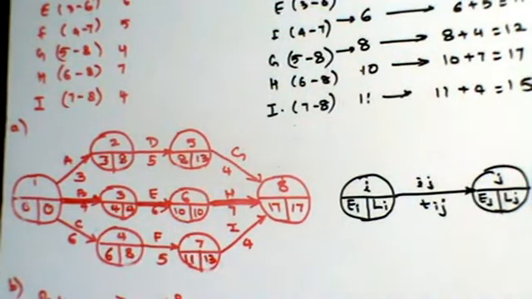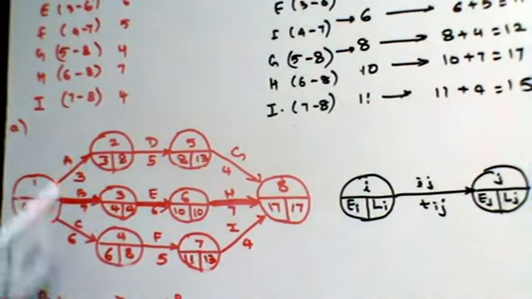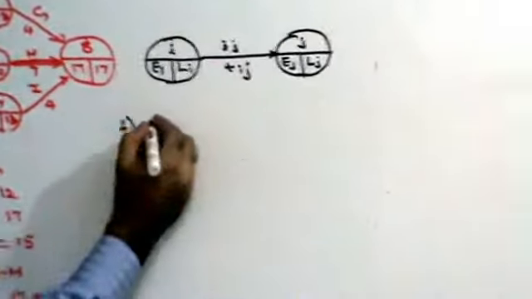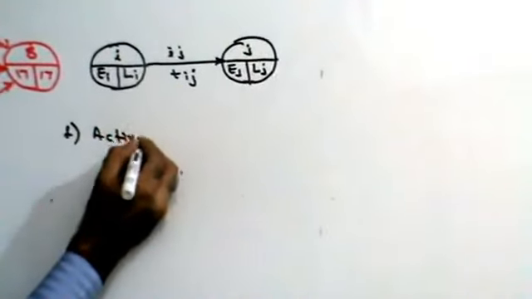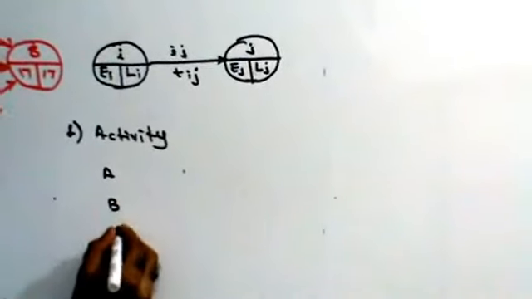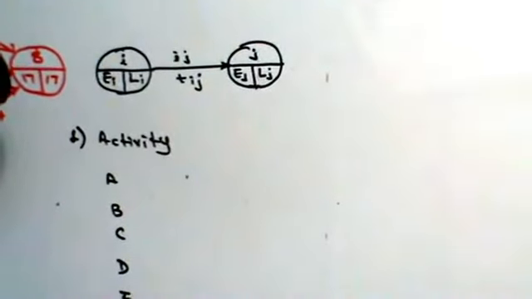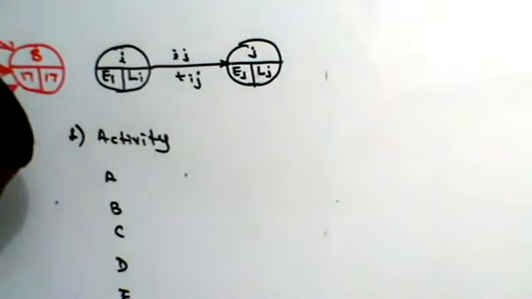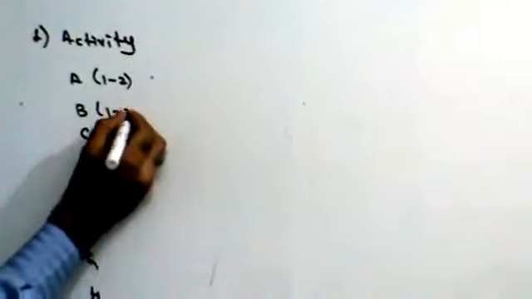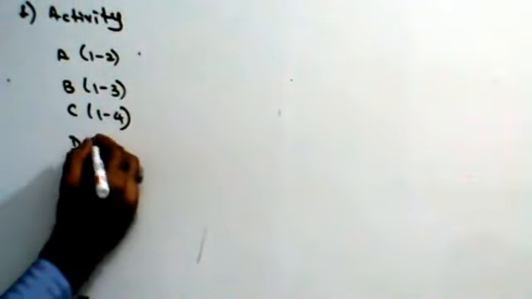Now we have different types of floats. Let's make a separate table for floats. Let's put all the different types of floats in one table. A, B, C, D, E, F, G, H, I.